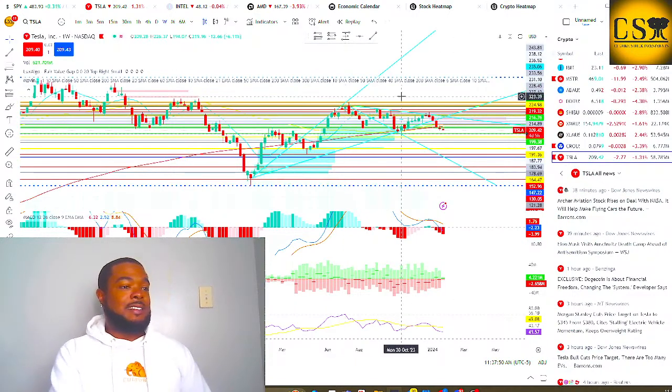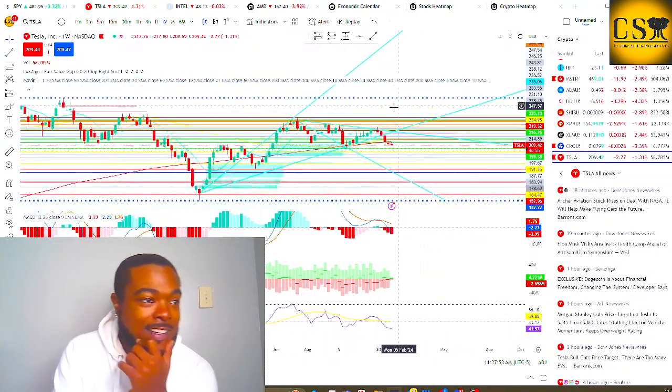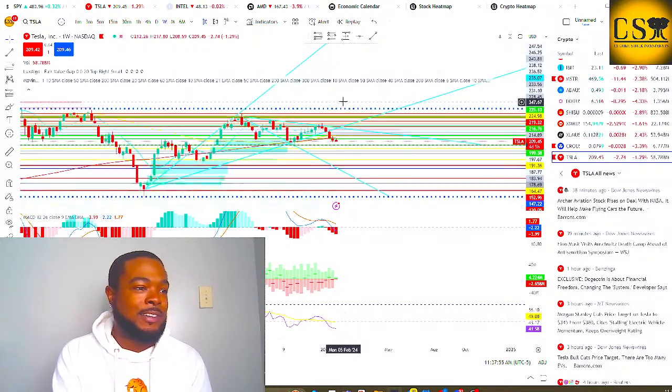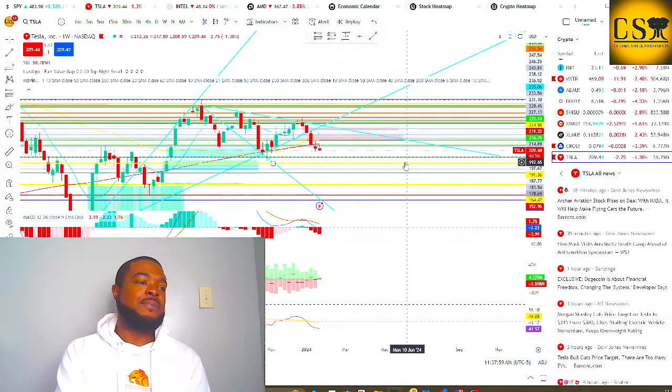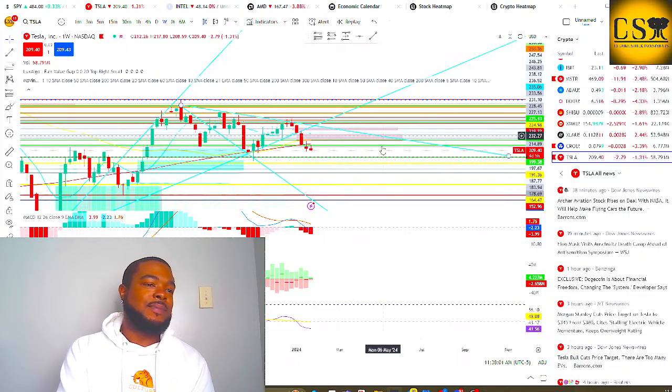But yeah, Tesla on the long term. I want to play Tesla. Now I have to determine my take profit on the long position when I get in. So pay attention to all these lines.